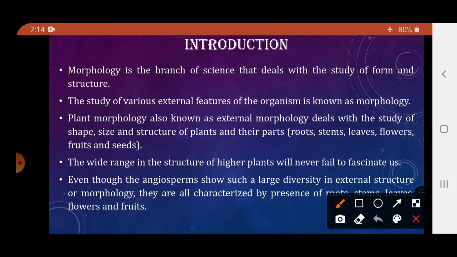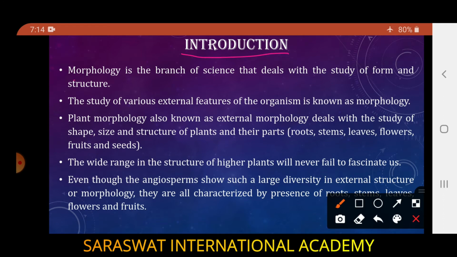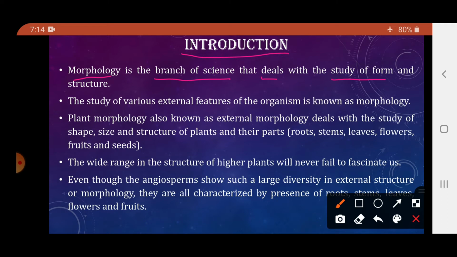First of all, we will deal with the introductory part of the chapter. So first of all, what is morphology? Basically it is the branch of science that deals with the study of form and structure. The study of the form and structure of the living organism is called morphology. It is the study of the various external features of an organism. To study the external features, external characteristics, external structures of the living organisms is called morphology.